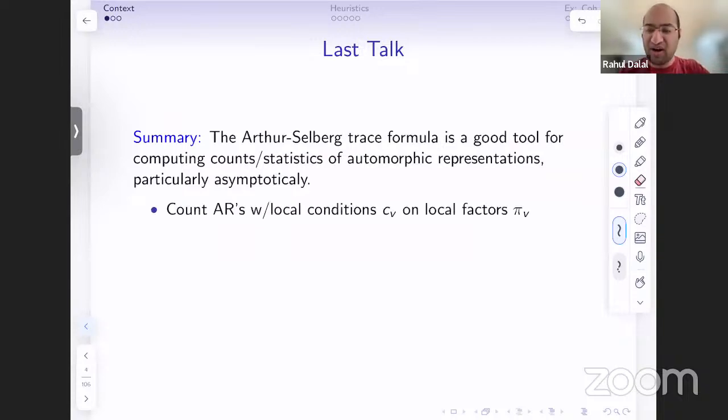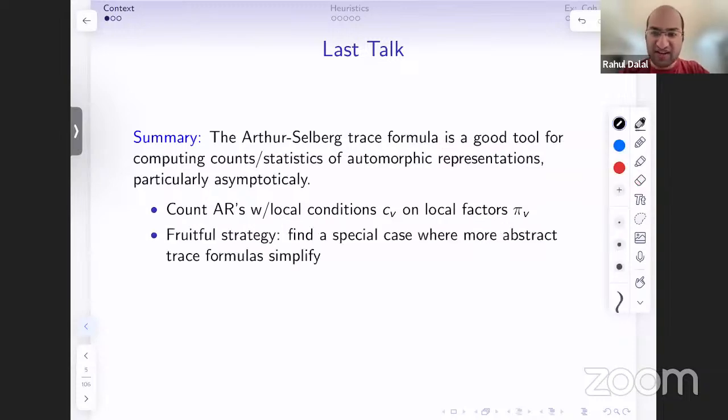The specific problem that we were trying to solve is this: we could look at all automorphic representations pi on some reductive group. Those automorphic representations have local components pi_v over places v of whatever number field you're working over. And we would put some abstract condition C_v on each factor pi_v, and we would try to count how many automorphic representations satisfy that condition at every place.